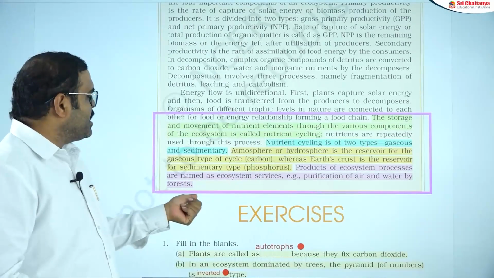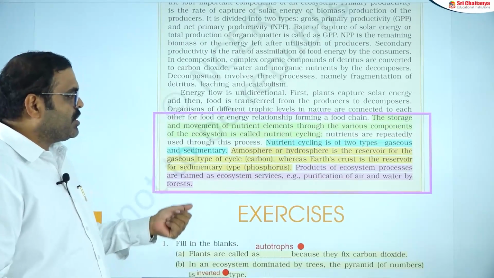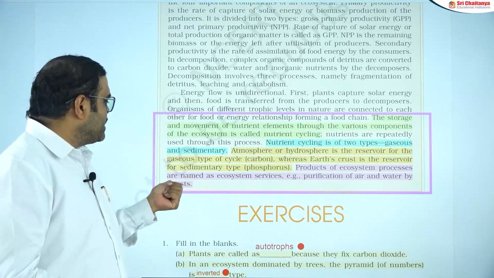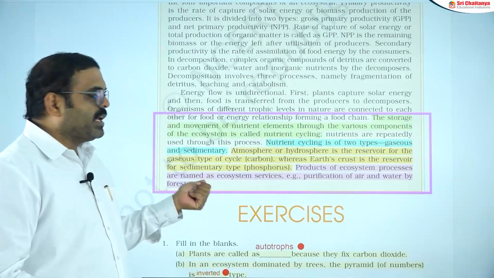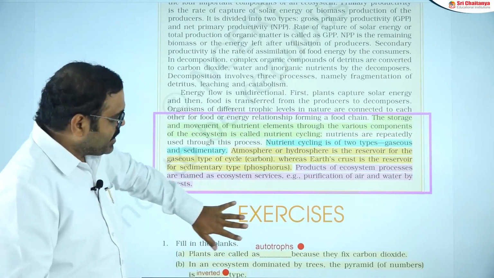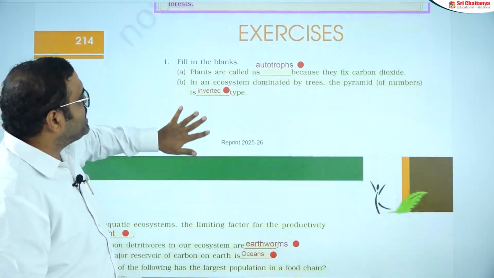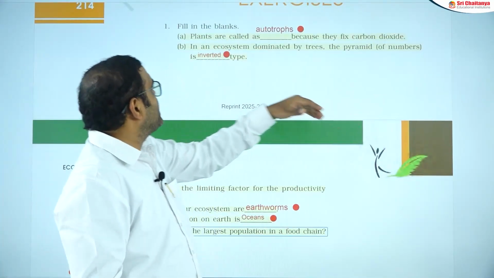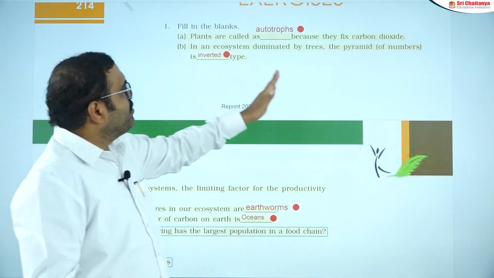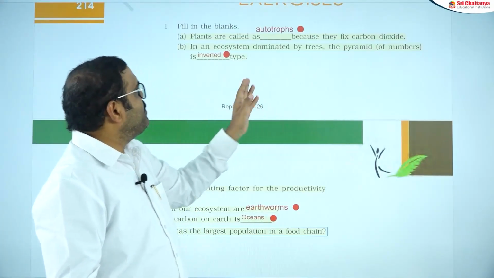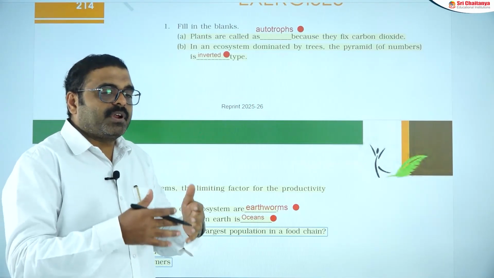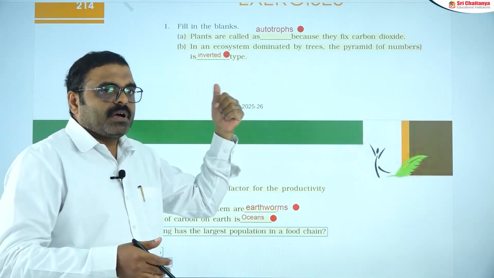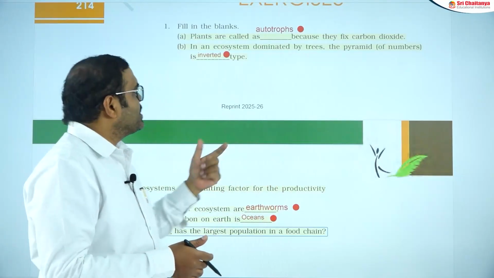Products of ecosystem processes are named ecosystem services, such as purification of air and water by forests. This is process and service of the ecosystem. This is also very important. Then, lastly, you can find some important bits here. Plants are called autotrophs because they fix carbon dioxide. In an ecosystem dominated by trees, the pyramid of numbers, where the number of organisms increases in that part, there is some conflict: an inverted type pyramid and a spindle type pyramid are both possible.